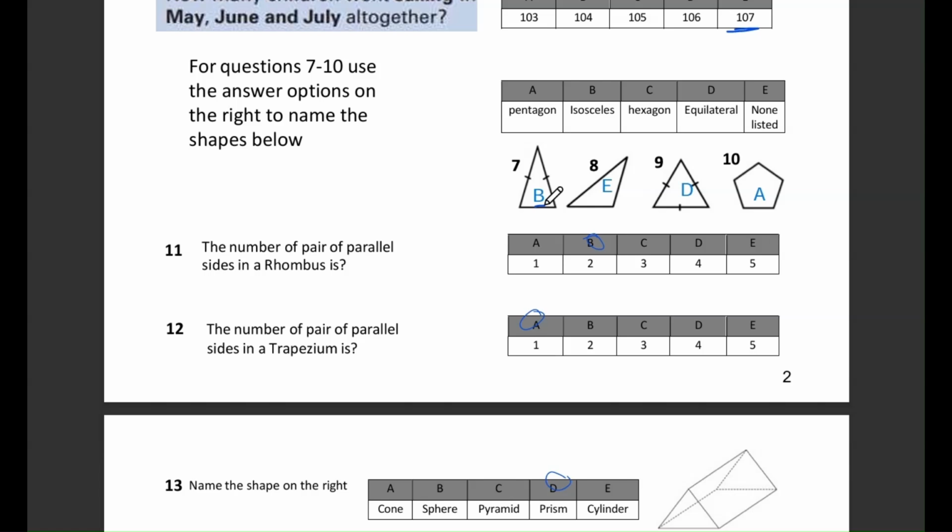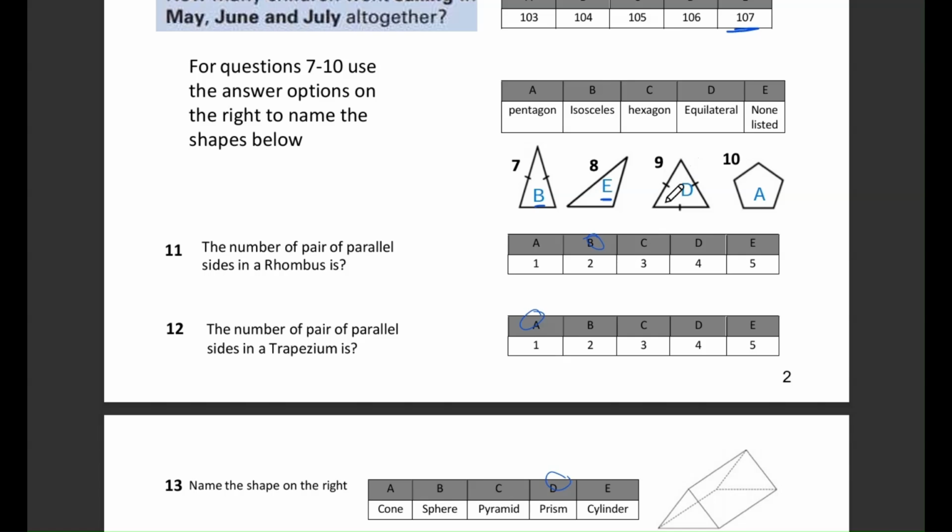is B, isosceles. Question 8. Question 8 shows us a shape that isn't one of the shapes listed. The multiple choice options are A, pentagon, B, isosceles, C, hexagon, D, equilateral, and E, none listed. Because the shape shown in the question doesn't match any of the named shapes, the correct answer must be E, none listed. Question 9. Question 9 asks, what is a triangle called that has 3 equal sides?